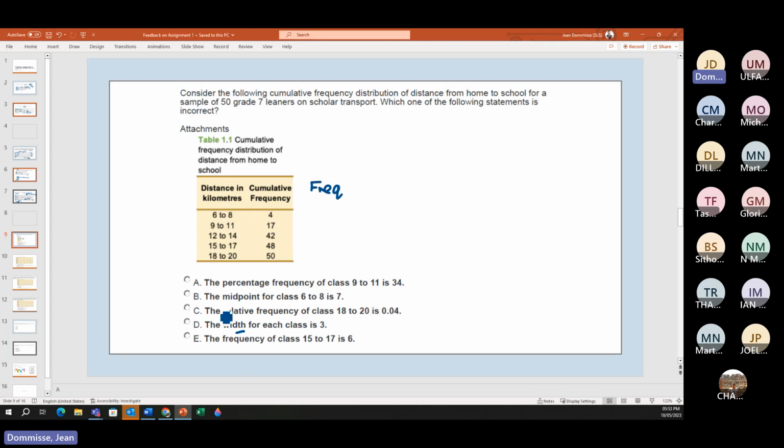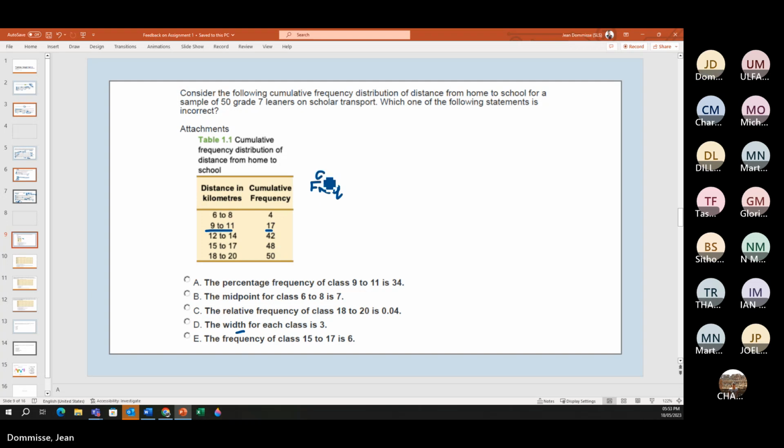Okay, so then I give you a lot of options. So the percentage frequency of class 9 to 11 is 34. Okay, 9 to 11 cumulative is 17.